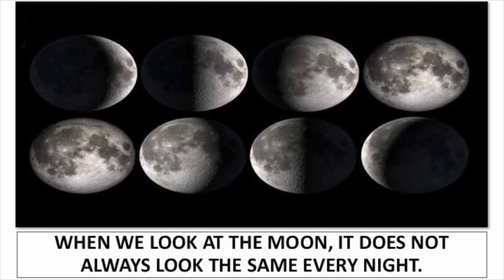When we look at the moon, it does not always look the same every night. Yes, sometimes it appears full, like a complete circle. That's the full moon. But then at other times throughout the month, it will get smaller until we can't see it at all. These are what we mean by the different phases. And you can see here there are 8 different phases by the 8 different moons.